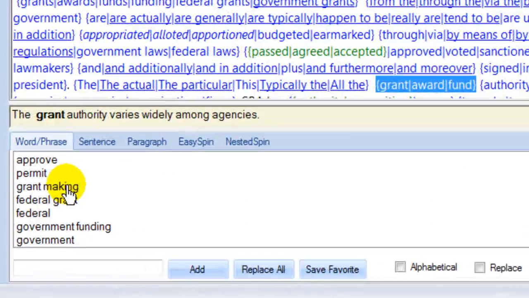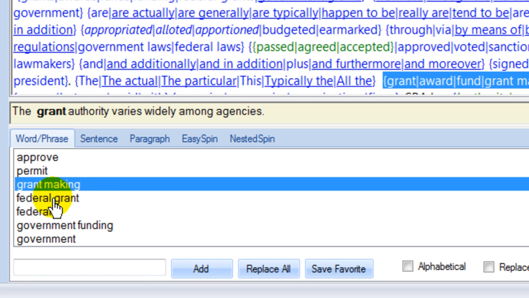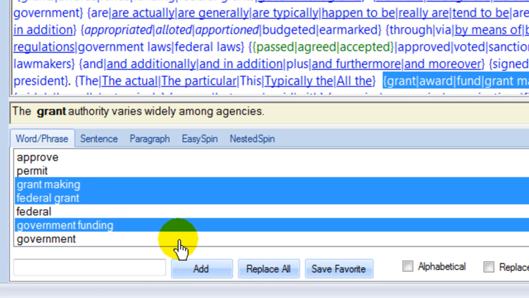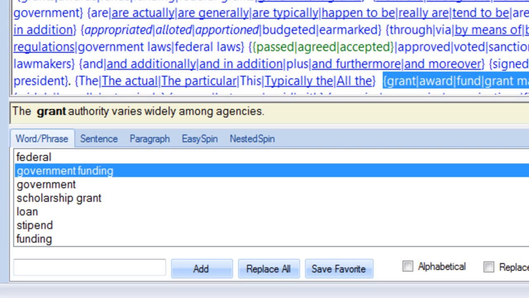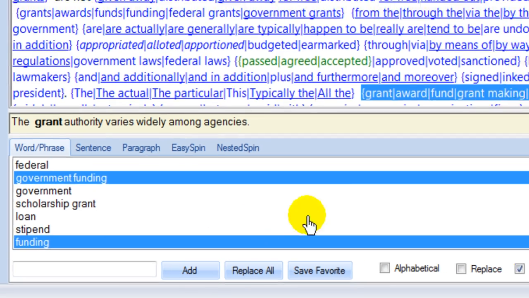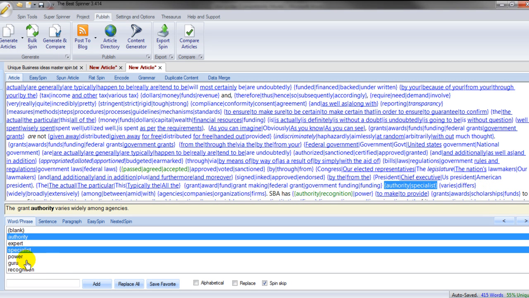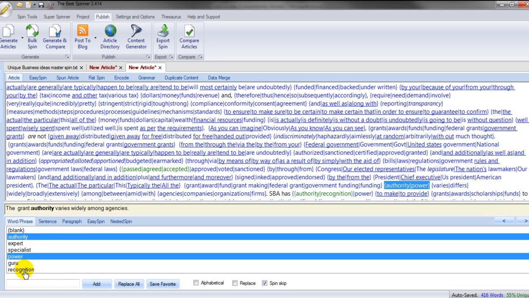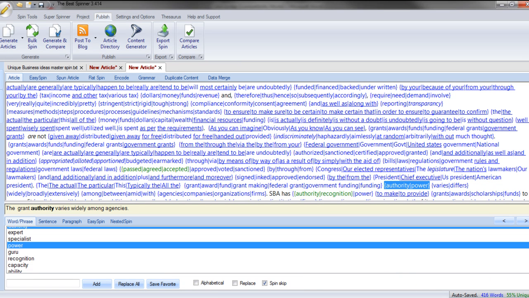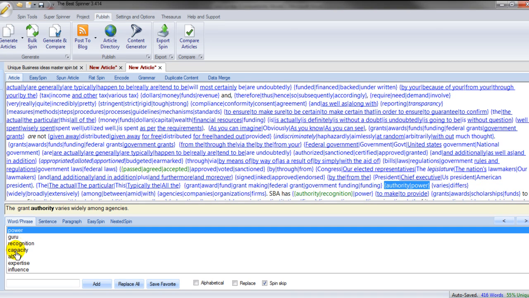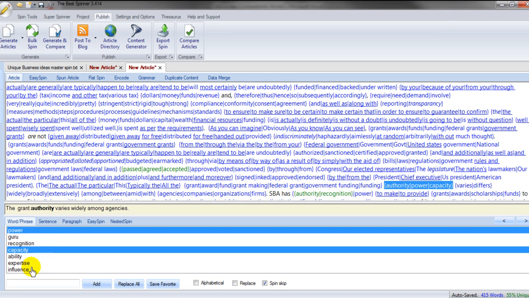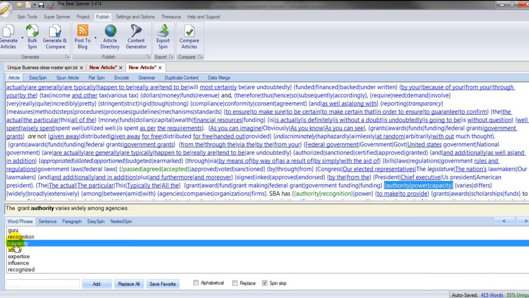Could be grant making authority, federal grant, government funding is also some type of a grant. All the funding, okay, the funding could work. Authority is power, not expert. Authority is power, not specialist. Authority is the power. Power, capacity, also grant, not, maybe not capacity, sorry.